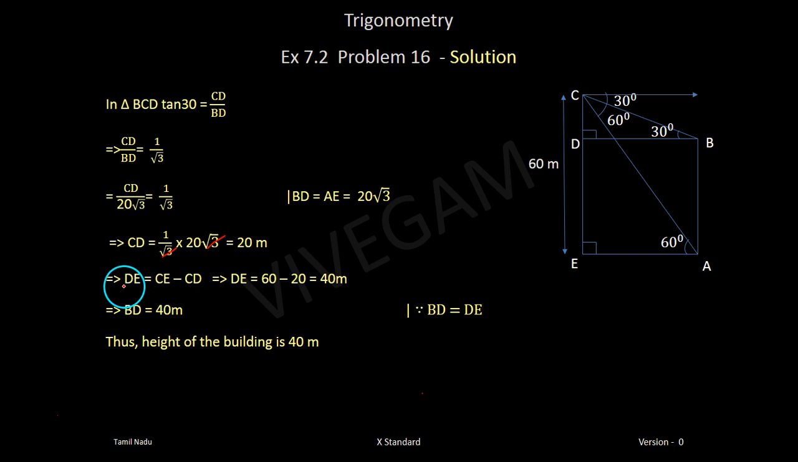So once that is known, DE can be easily calculated. What is DE? CE minus CD, or CD plus DE equal to CE. From that you can calculate DE is CE minus CD. So DE equal to CE minus CD. CE we know, which is given in the problem, 60 meters. CD is, just now we calculated, 20 meters. So DE is 40 meters. But what is DE? DE is basically AB, both are equal. And what is AB? AB is the height of the building. Thus, the height of the building is 40 meters.